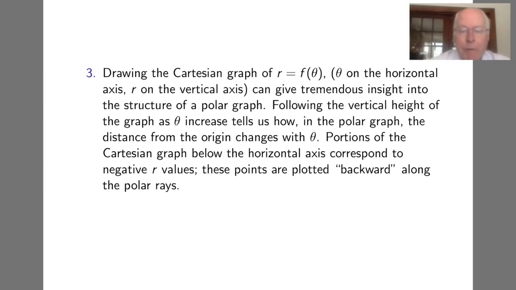And then finally, we found that drawing the Cartesian graph of r equals f of theta, so theta on a horizontal axis, r on the vertical axis, is a great way to get insight into how the graph forms, how it is structured as theta runs from 0 to whatever angle you want. You can follow the vertical height of the graph on the Cartesian graph, and that'll tell you how the distance from the origin varies as theta grows, and also when you might be going negative and having your graph be plotted backwards along some of the polar rays.